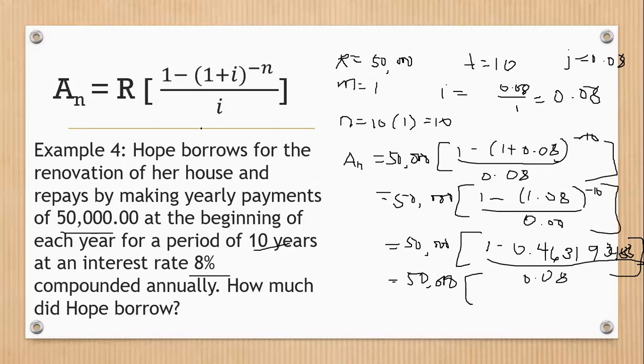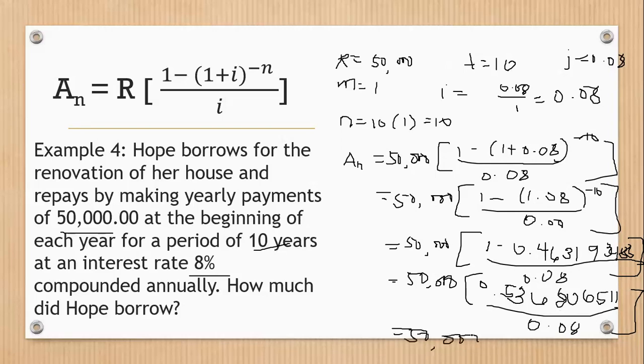So we can have 0.53,68,065,11 divided by 0.08. So we can have 50,000 multiplied to 6.7100081399. Multiplied po natin siya kay 50,000.